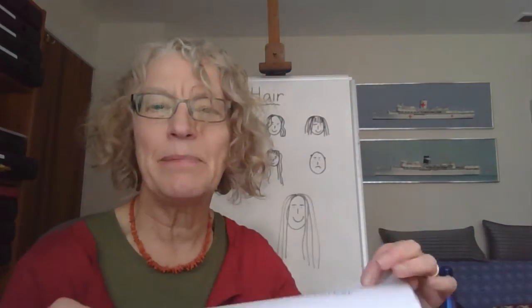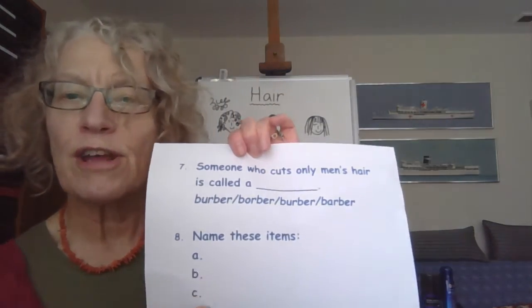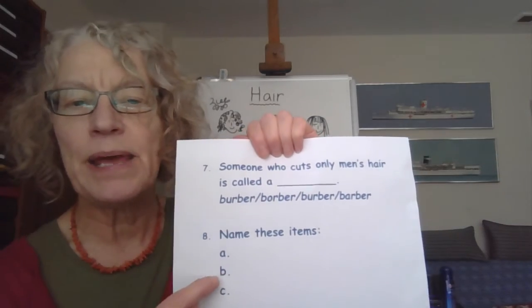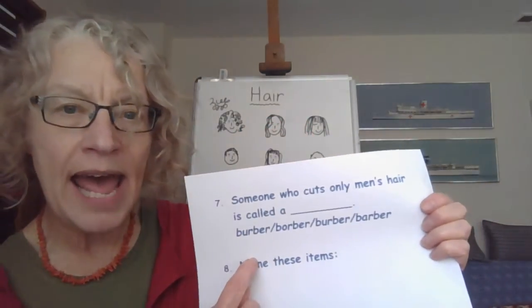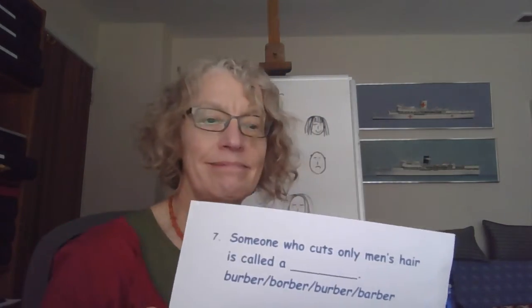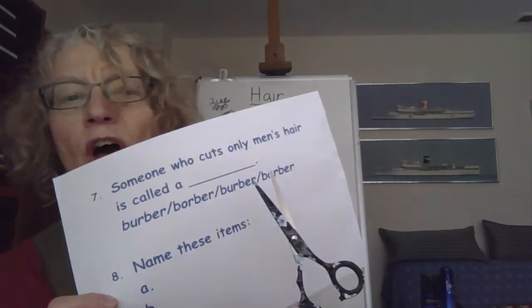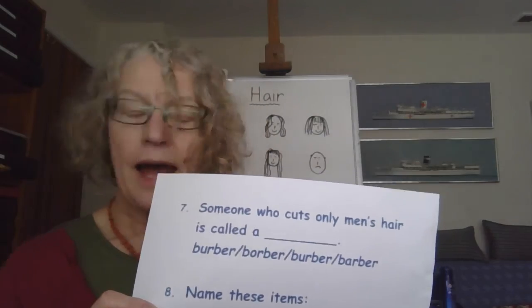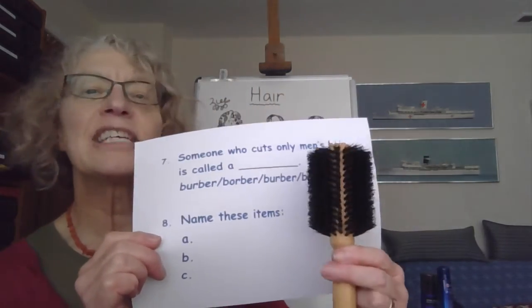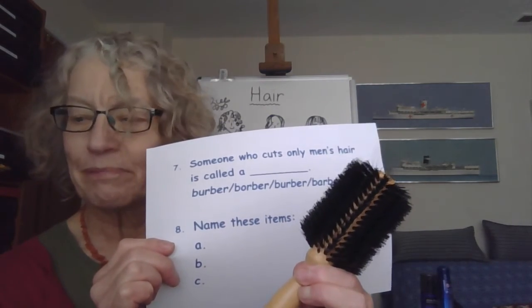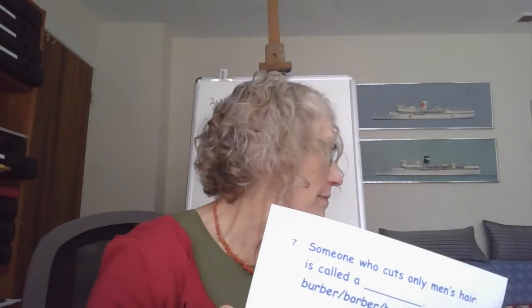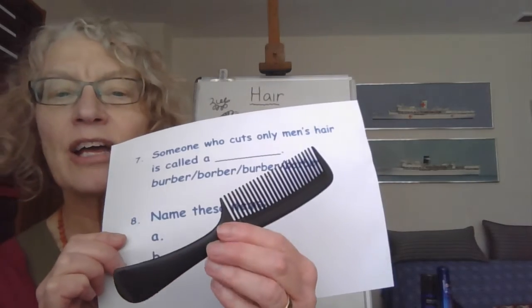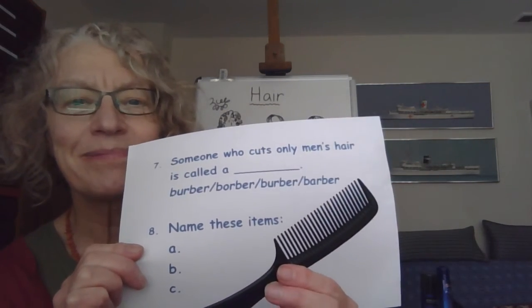Now, last of all, this is a little bit easy for you to finish up with. Number 8 has got 3 things, 3 words you're going to have to write down. 8A, 8B and 8C. And I want you to write down the name for these items. So A, can you write down the name for those, please? What are those called? And B, what is that called? And 8C, what is that called? Try and get your spelling correct. There we are, that's the last question. I hope you've done them all. If you haven't, pause and go back and do it again.